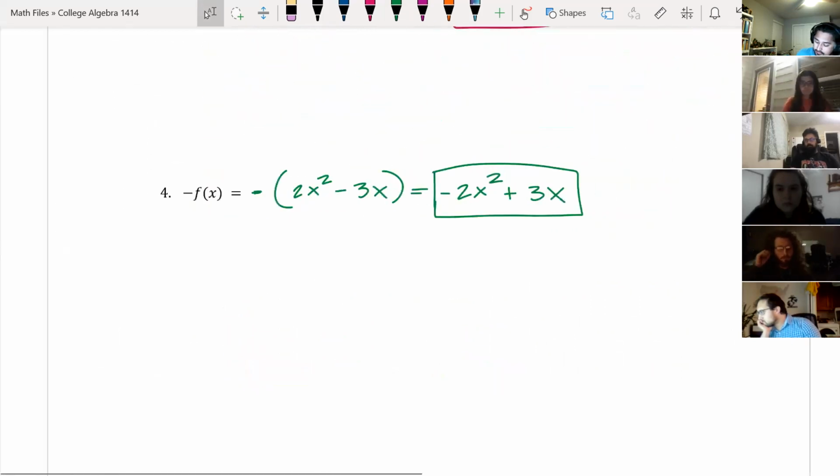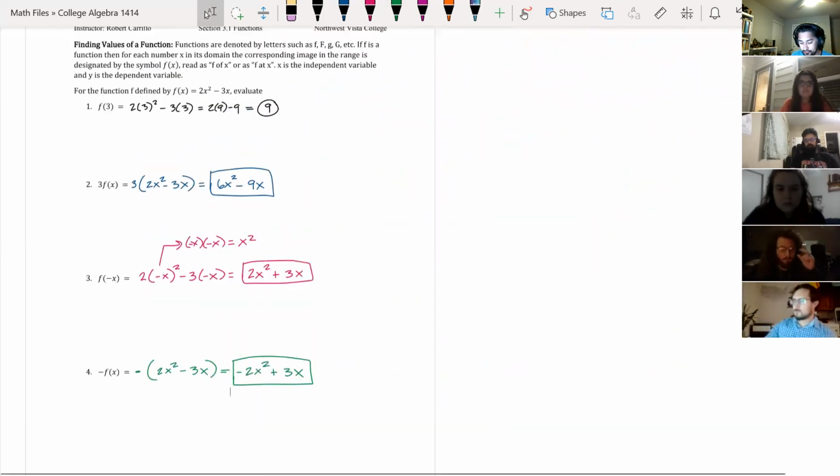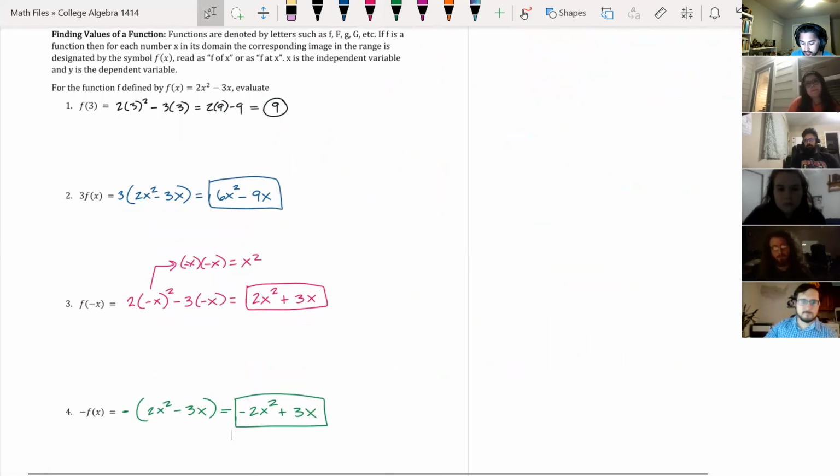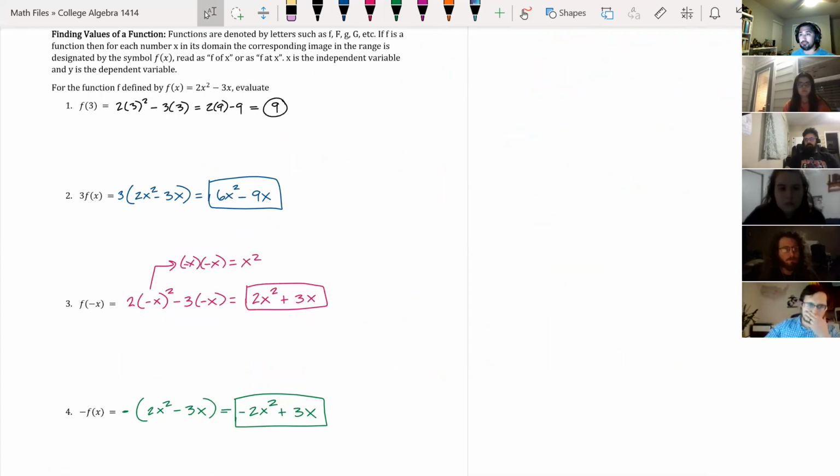And was that it for that page? Oh, sure was. Okay. So that is just how you evaluate and simplify a function. Given an input, plug it in, put parentheses around it, simplify. Okay. Any questions on that page? Seems pretty straightforward.